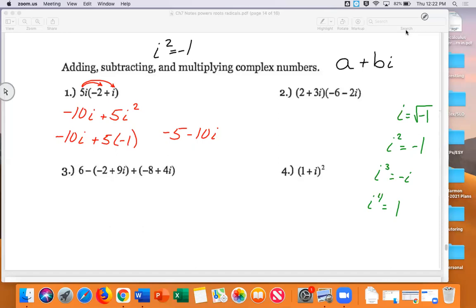Like if I said i to the 77th, you do 77 divided by 4. You get some number, right? We discard that and we only look at the remainder. So how many times does 4 go into 77? Well, 4 goes into 7 one time with 3 left over. So we have 37. How many times does 4 go into 37? 9 times with 1 left over.